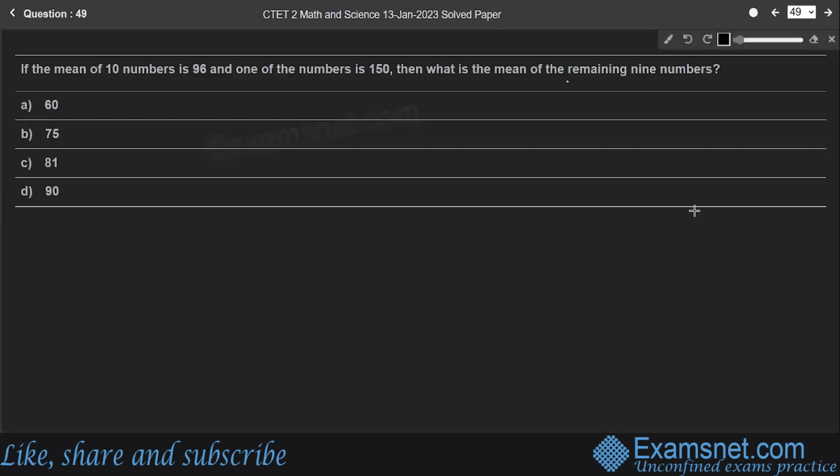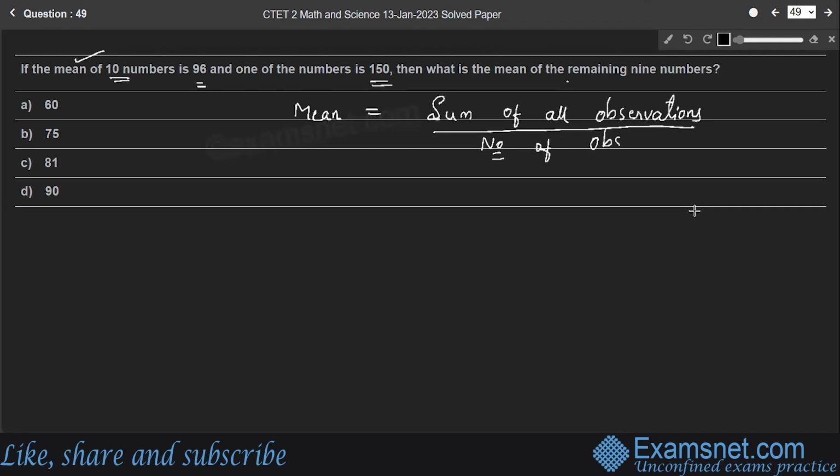Question 49. If the mean of 10 numbers is 96 and one of the numbers is 150, then what is the mean of the remaining 9 numbers? Here, students, for a given observation, mean is always the sum of all observations divided by number of observations, right?